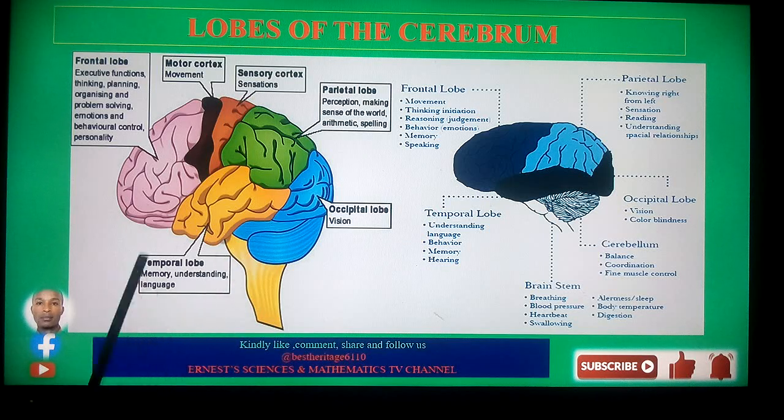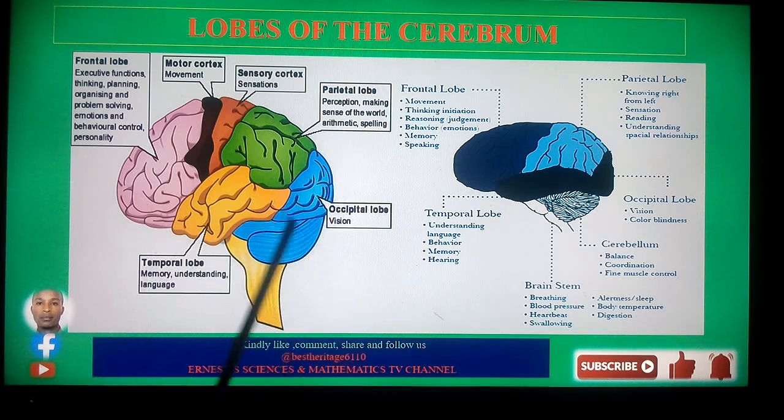Then next, we are going to look at the temporal lobe. This is a section of the brain that is involved in behavior, memory, and hearing. And we are going to see that the concept of understanding is controlled by this specific section of the brain that we refer to as the temporal lobe.